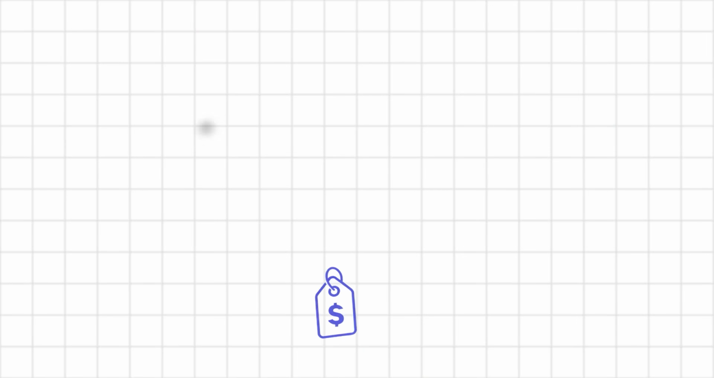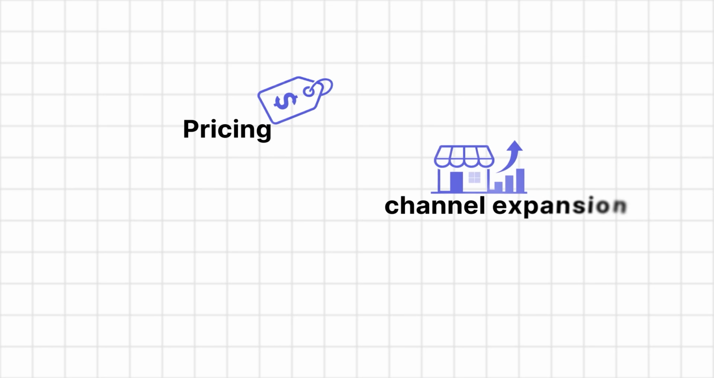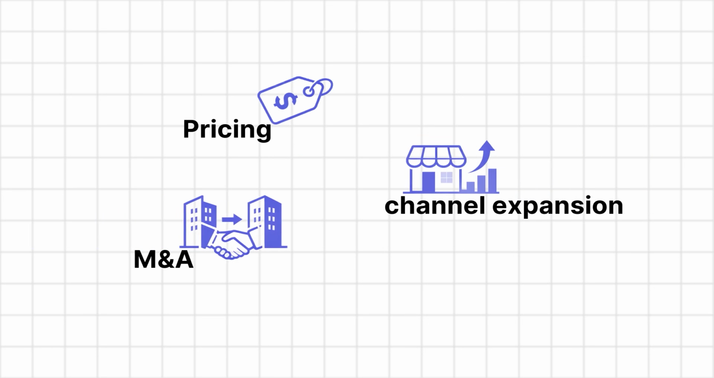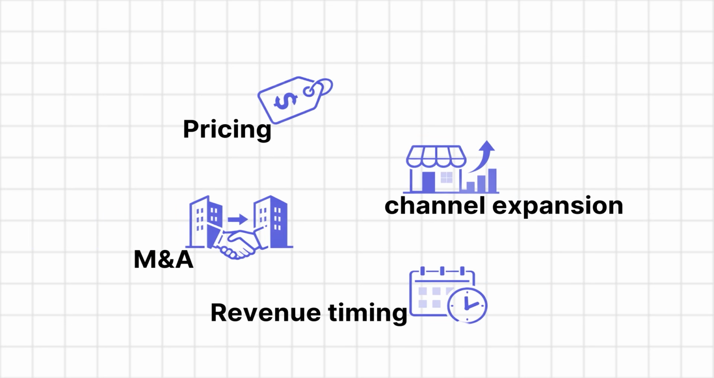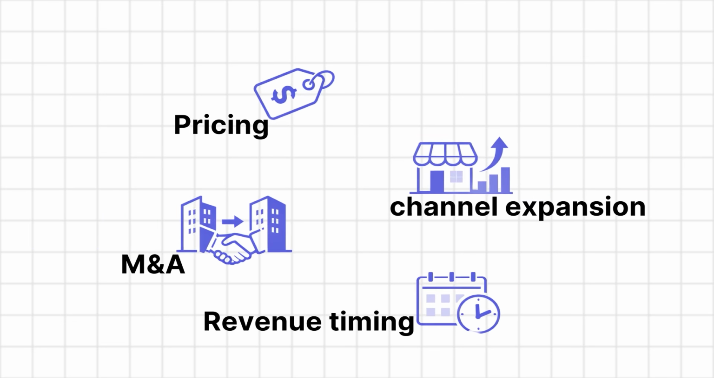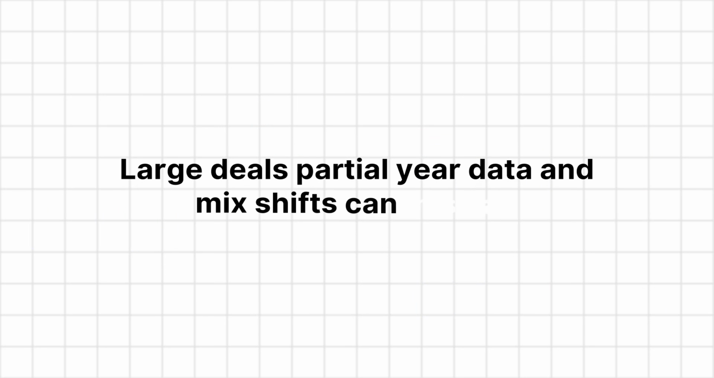But don't forget, limits exist. Under 2 years of data, then seasonality is unreliable. Changes like pricing or channel expansion or M&A or revenue timing can distort comparisons. Large deals, partial year data, and mixed shifts can also mislead.